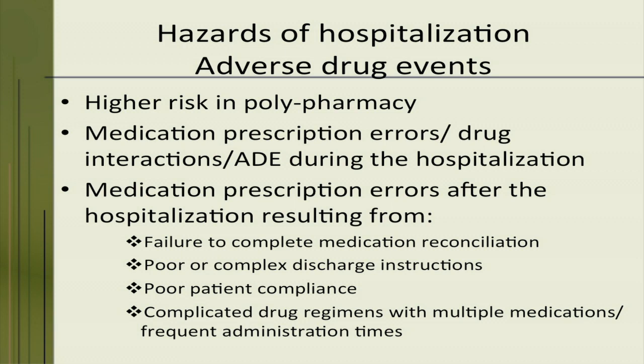We know that medication prescription errors after hospitalization also result from several different things. A failure to complete medication reconciliation. Poor or complex discharge instructions that are oral instead of written down. Or written instructions that are so complex patients are not able to understand them. Poor patient compliance. And also, complicated drug regimens with multiple medications and frequent administration times can all contribute to errors in the medications that patients take at home.